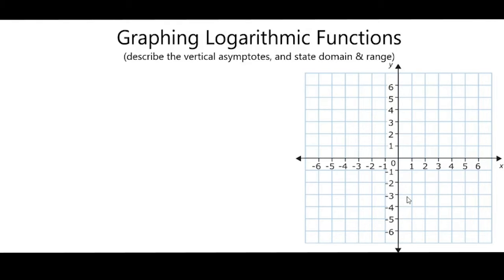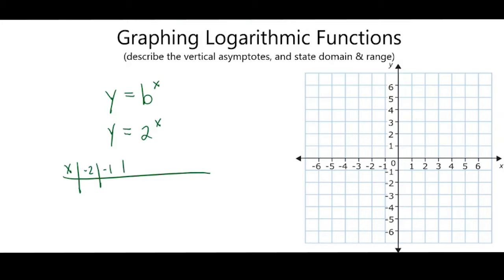When you graph a logarithmic function, it is going to be the inverse of an exponential function, okay? For instance, if I were to graph y equals b to the x power, where b is some number that's greater than 1. For instance, y is equal to 2 to the x power. And if I graphed that and I made my x values -2, -1, 0, 1, and 2, well, that would mean that my y values would be 1/4, 1/2, 1, 2, and 4.